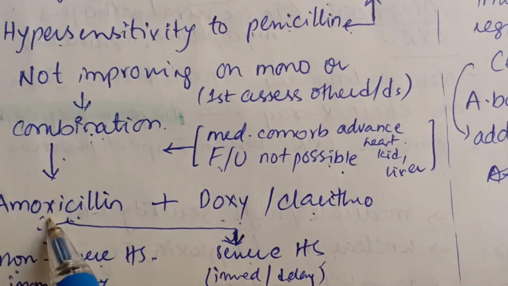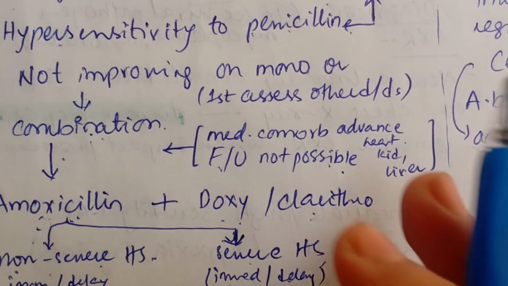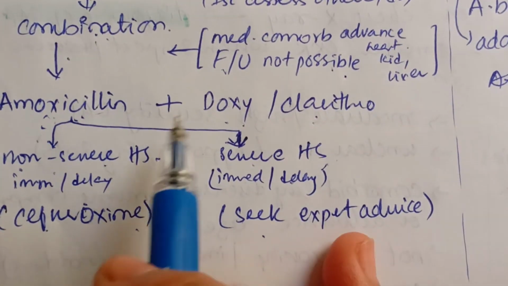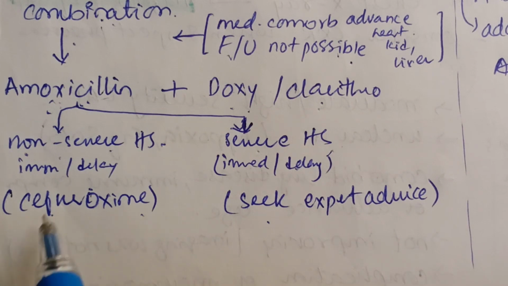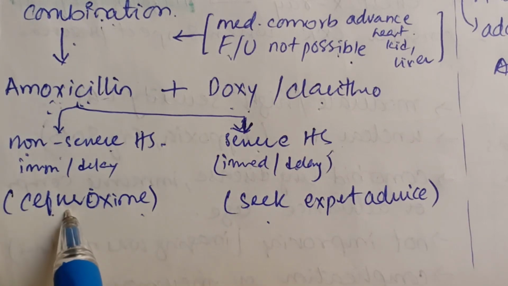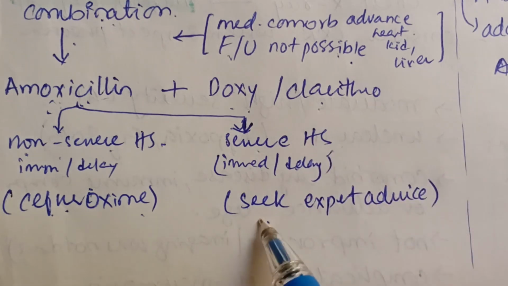In monotherapy, if the patient is allergic to penicillin, we are going to give the doxy or clarithromycin. But in the combination therapy, if the patient is allergic to amoxicillin, if the hypersensitivity reaction is non-severe, the amoxicillin would be replaced by cefuroxime. But if the hypersensitivity reaction is severe, we are going to seek the expert advice.